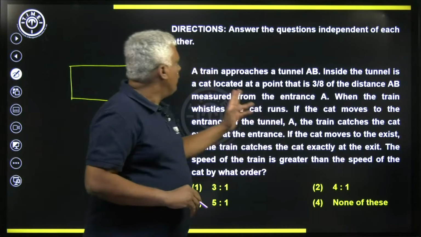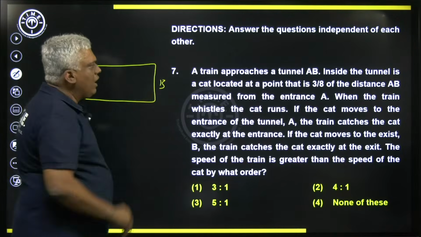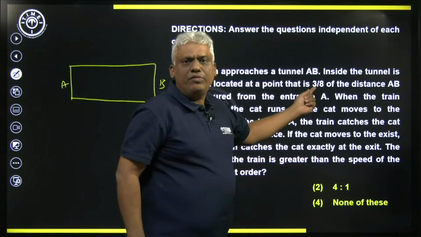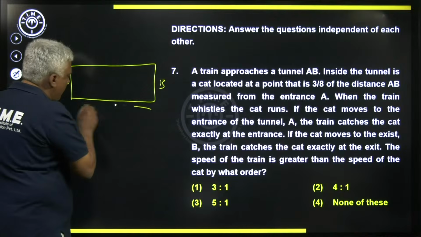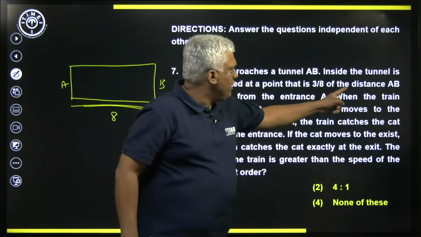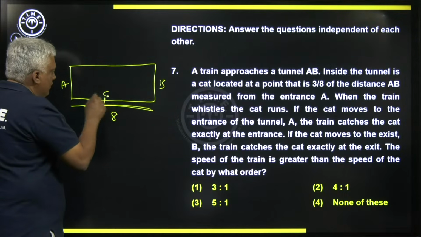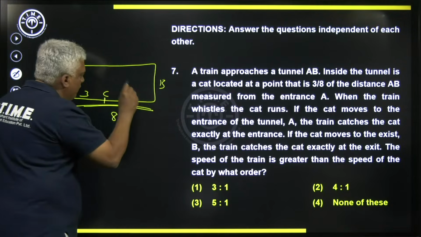Okay, the tunnel is AB, right? So this part is A, this part is B. And the cat is at a distance of 3/8. Let's say the total length of the tunnel is 8. So the cat is 3/8 of the distance of AB. So the cat is here, at 3/8. So this part is 3, this part is 5, right?